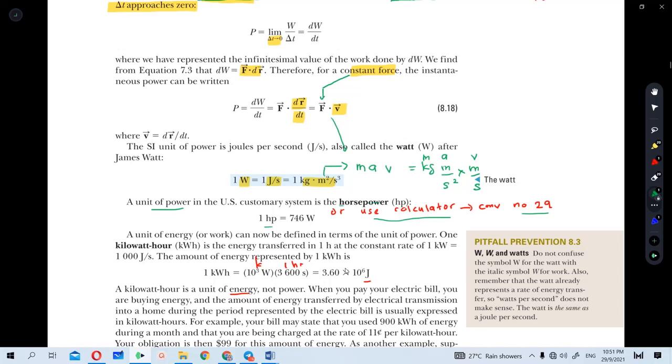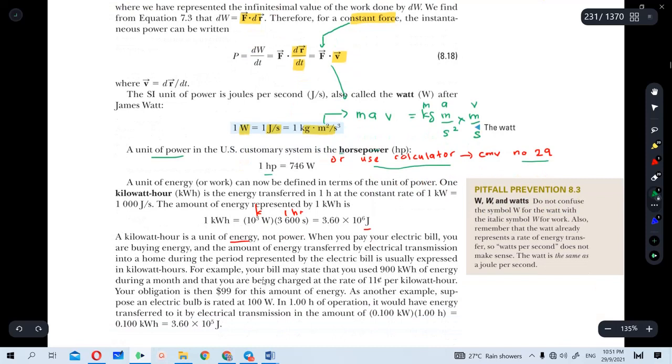Alright, let's now look at another famous unit, which is actually in the form of energy.